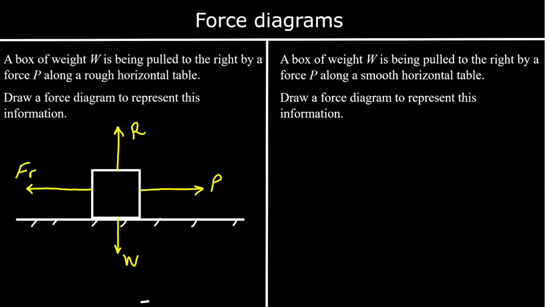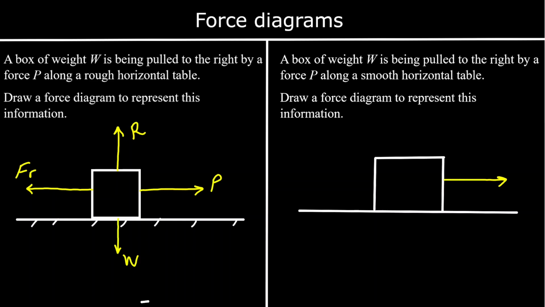There's one for you to try. See if you can give it a go. So I think, is it the same situation? So we've got a box. No, it's a smooth table this time. So on a smooth table, there is no friction force. So there will be no friction force opposing the motion. So it's being pulled to the right by P. Its weight is acting down. The normal reaction is acting up. And that is all the forces for a smooth table.